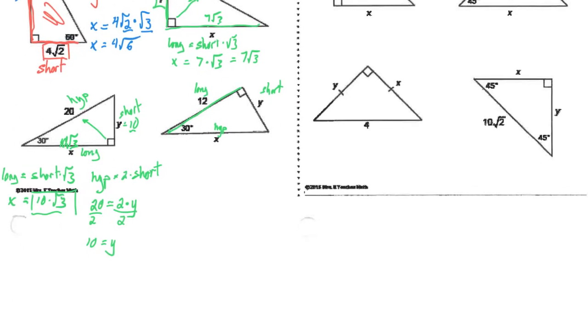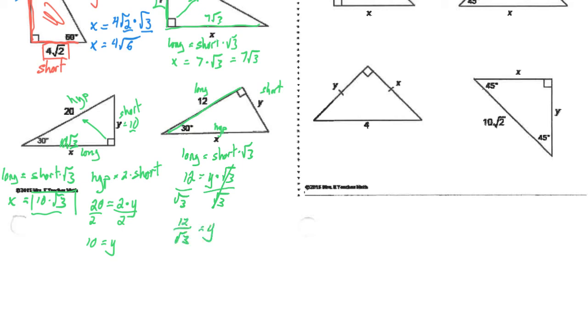Okay, so the long leg equals the short times radical 3. And I plug in what I know. I know the long leg is 12 equals the short leg is y times the radical 3. So how do I solve this for y? Well, I'm multiplying radical 3. How do I undo multiplication? I use division. So I'm going to divide both sides by radical 3. So that's going to cancel those and give me 12 over radical 3 over here.